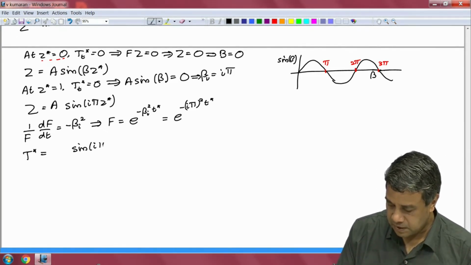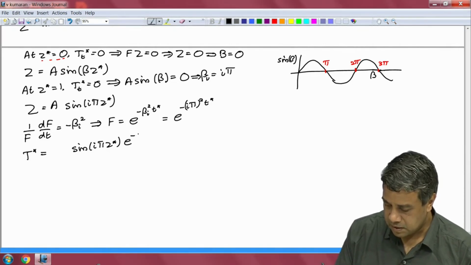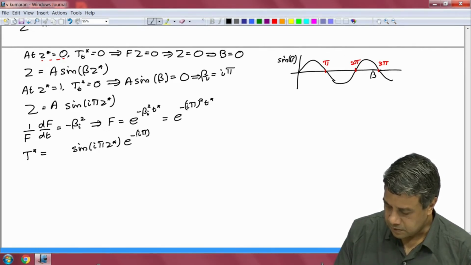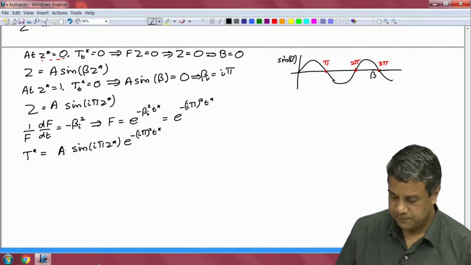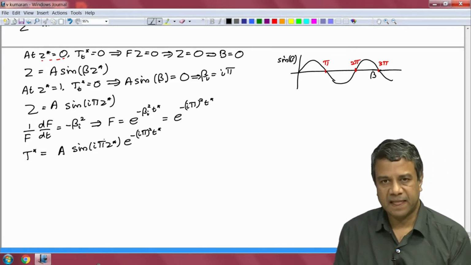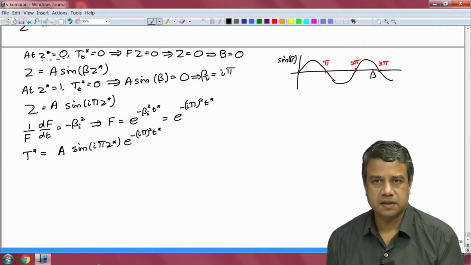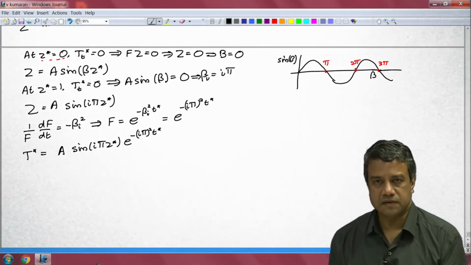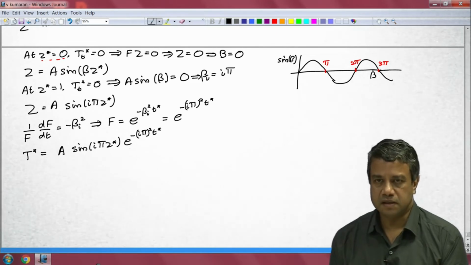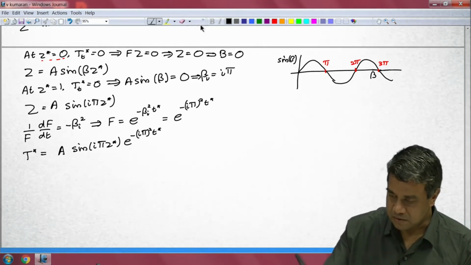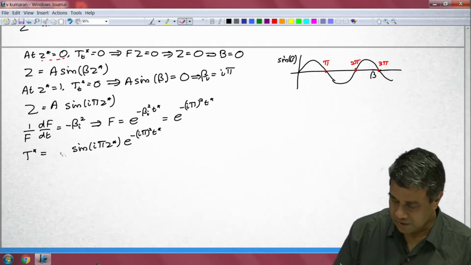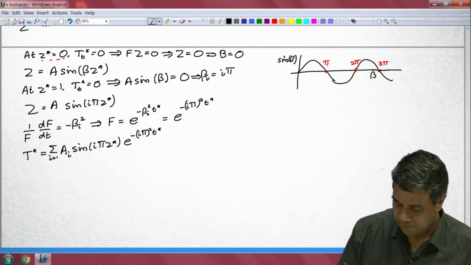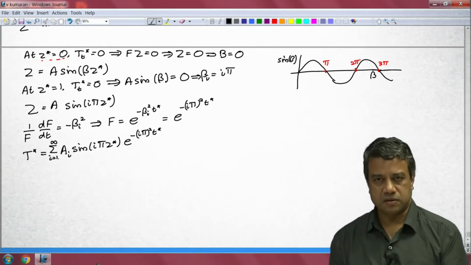sine of I pi z e power minus I pi the whole square t times a constant A. This solution satisfies the equations and the boundary conditions for any integer value of I. That means that the most general solution is a summation of all of these functions over all values of I. That is the most general solution for this equation.